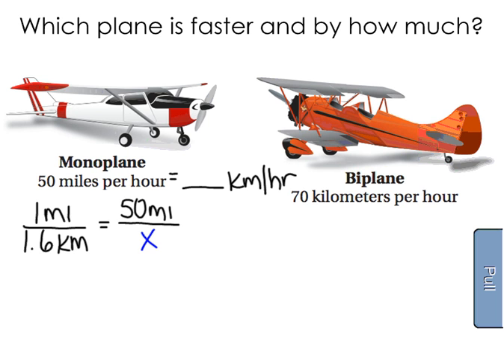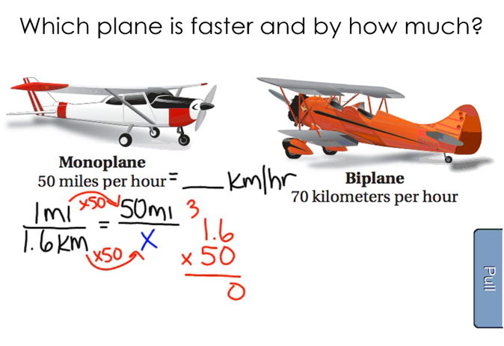Next, we're going to solve the proportion. This one I can use a scale factor of 50. So I'll multiply both the numerator and denominator. Can set up 1 6/10 multiplied by 50. So 5 times 6 is 30. 5 times 1 plus 3 is 8, and the decimal would go right there. So that shows me that 50 miles per hour is approximately 80 kilometers per hour.